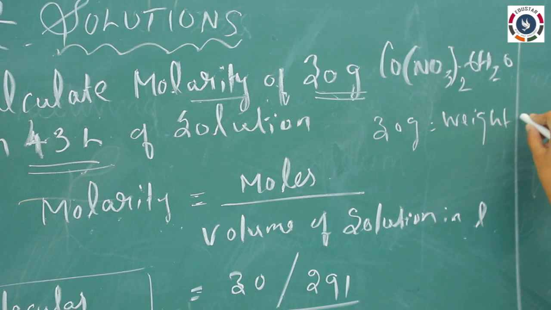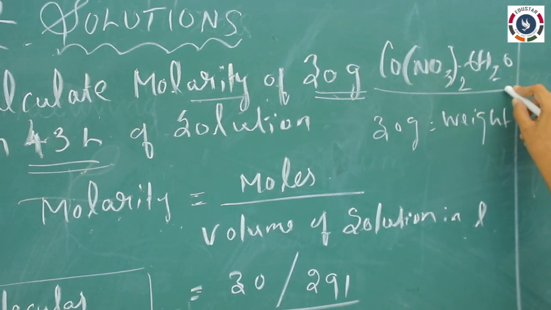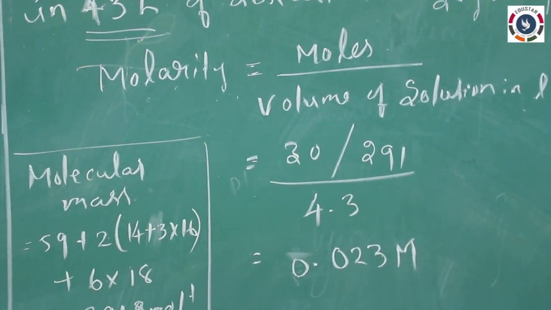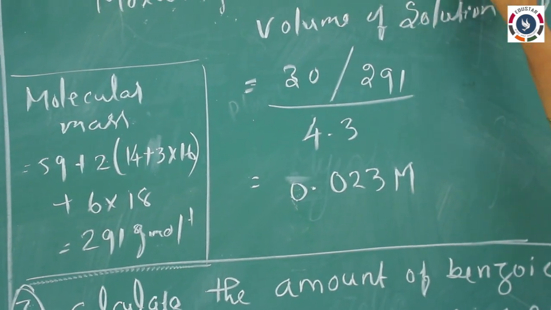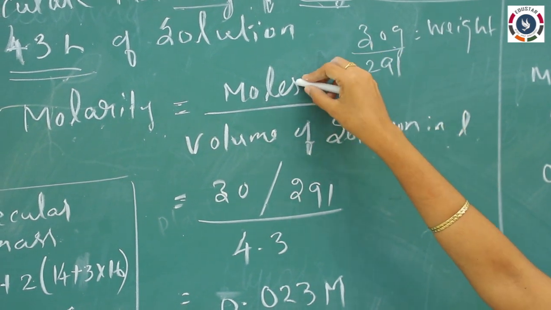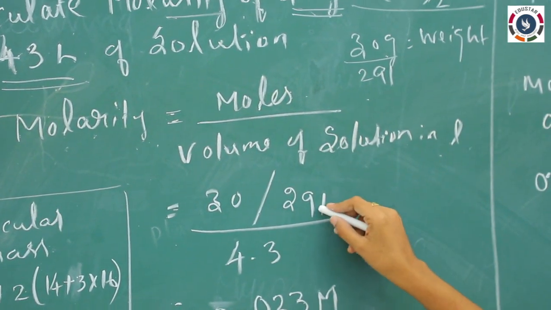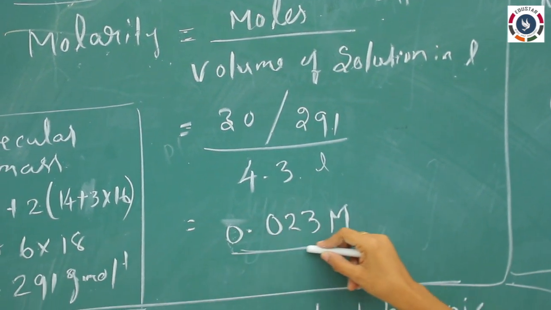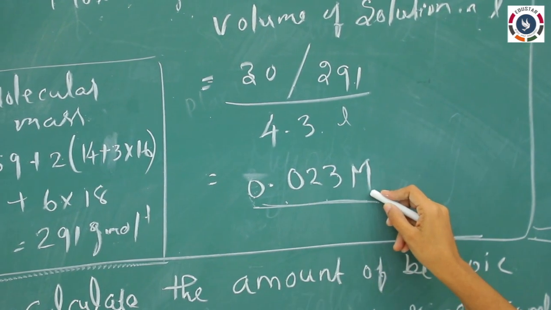What is the molecular mass of this cobalt nitrate 6 water? I have written the molecular mass here, 291. So 30 divided by 291. This is going to be the moles of cobalt nitrate, divided by 4.3 liter. By solving this we are getting 0.023 molarity.